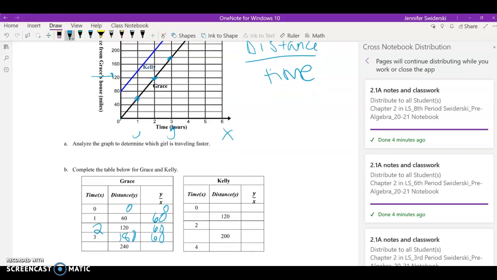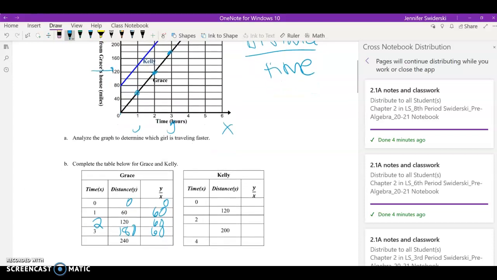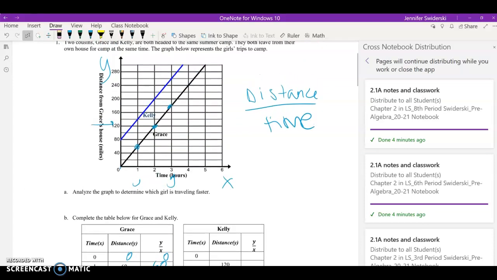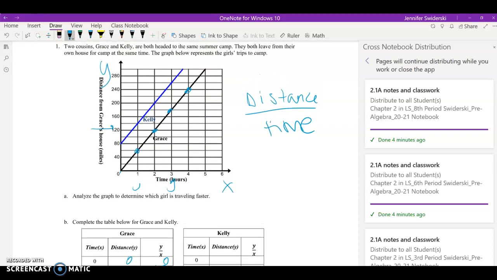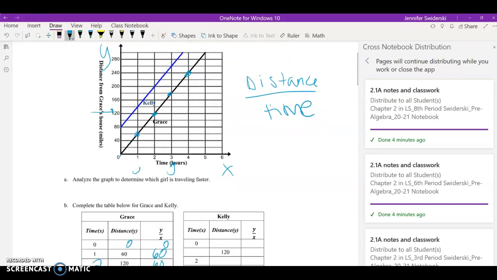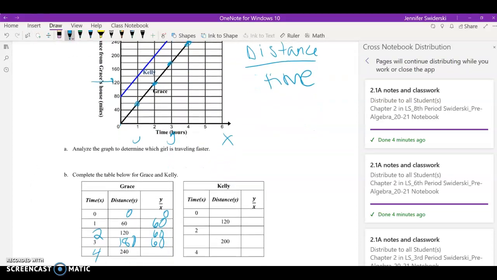Well, what do you think this pattern's going to be? If I have 240 for my distance, Grace is right here. How many hours is she at? Well, 4. Okay, 240 divided by 4 is 60. What does that mean? Her unit rate, she goes 60 miles an hour.